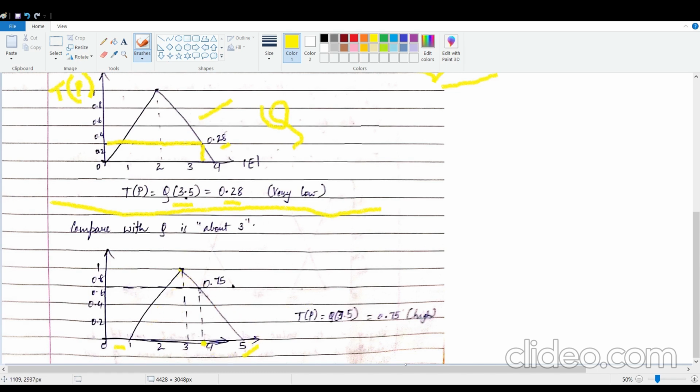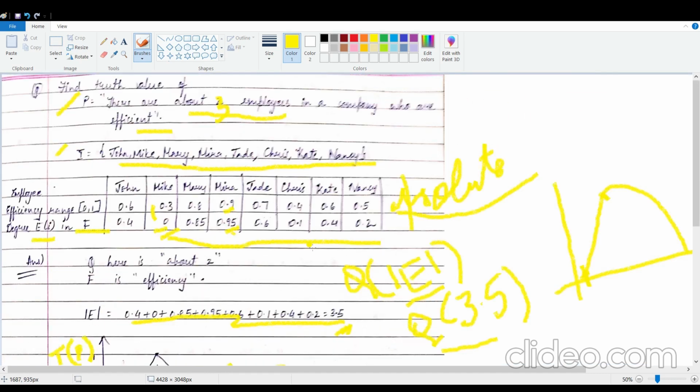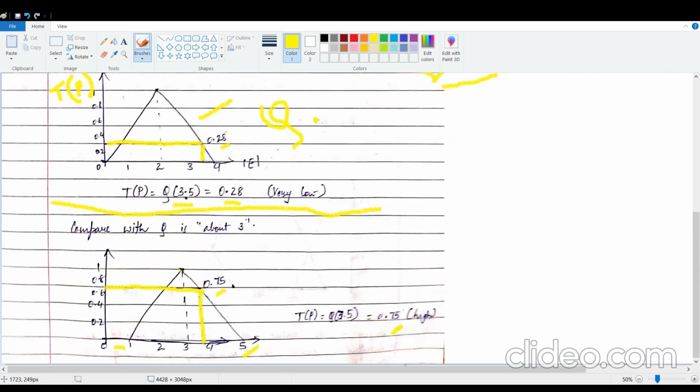So my 3.5 lies somewhere over here. I map this onto the graph and then I see the intersection on the y-axis. This time around I get a very high value, which is 0.75. So had the statement been there are about 3 employees in a company who are efficient, then my statement would have been truer than if my statement was just about 2 employees in a company who are efficient. So that is the way you find out truth values in the case of fuzzy propositions. This is a small example. This can be extended to other types as well.